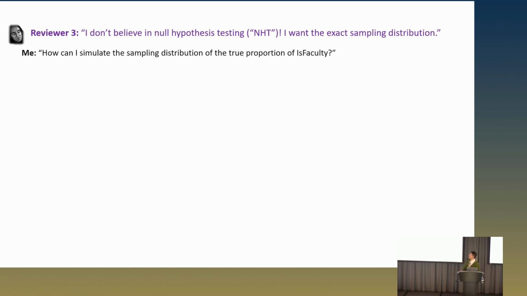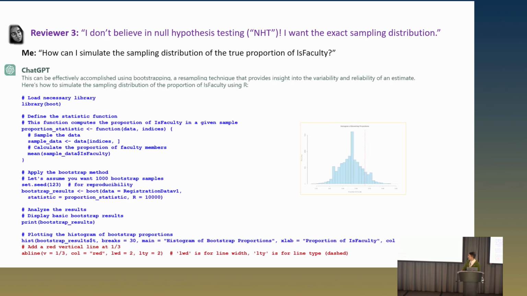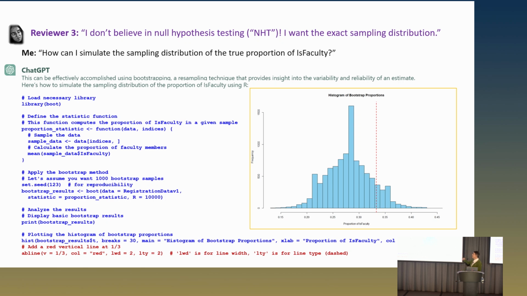So I say, how can I simulate the sampling distribution of the true proportion of faculty? And its answer is, we can do this with bootstrapping. There's a bootstrapping package. And I can set the whole thing up for you. Just tell me which variable you want. And here we go. Here's the reviewer's hypothesis. I asked it to put in a red line. And here's the sampling distribution. I don't know. I see a lot of that sampling distribution going above your hypothesis. I don't think your hypothesis is necessarily reasonable.